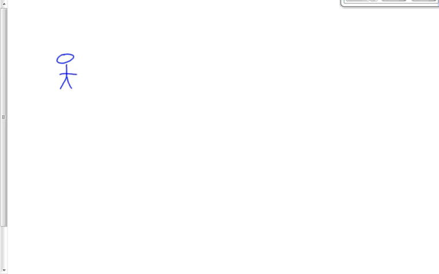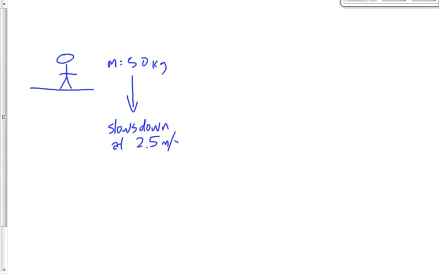Let's say we got a guy standing in an elevator. Let's make it a girl standing in an elevator, because it's always a guy. Okay, it's a girl standing in an elevator. Her mass is 50 kilograms. She is moving downwards, but as she moves downwards, she is slowing down at 2.5 meters per second squared.